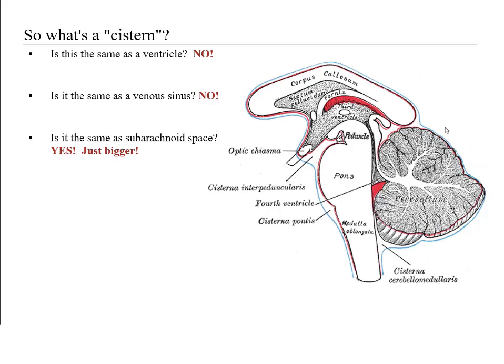Okay, so let's just review our terms. We've got these ventricles. We've got the choroid plexus in the ventricles. We've got subarachnoid space. And then we've got sinuses, which are this space between the two layers of dura. So then what's a cistern?